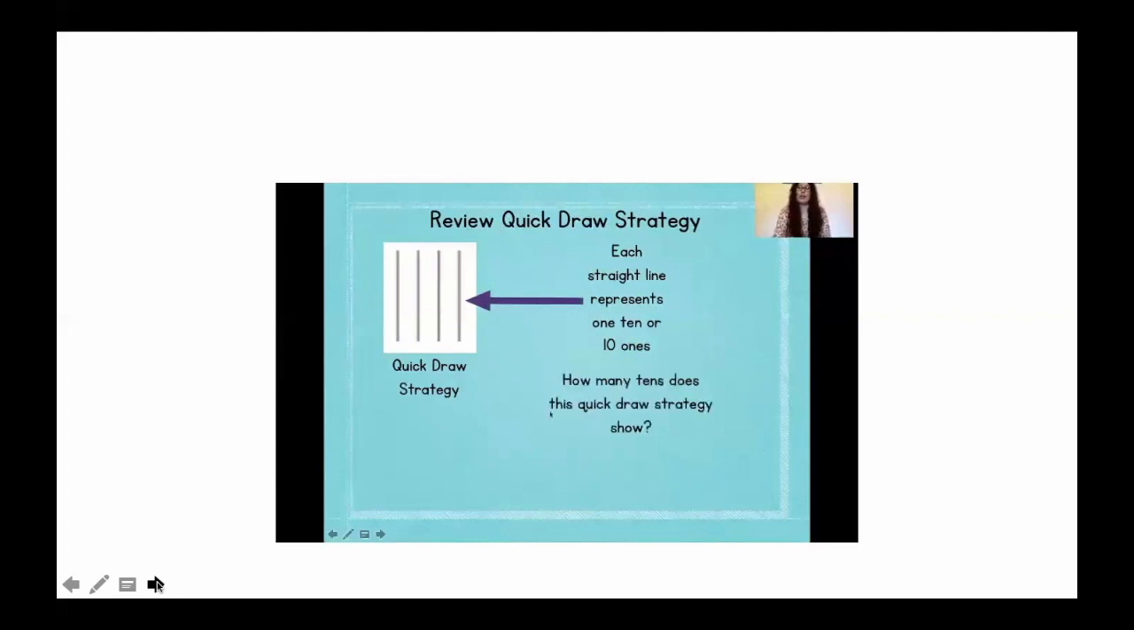So how many tens does this quick draw strategy show? You rock. 4 tens or 40 is the correct answer.